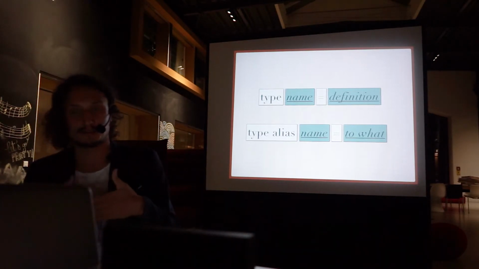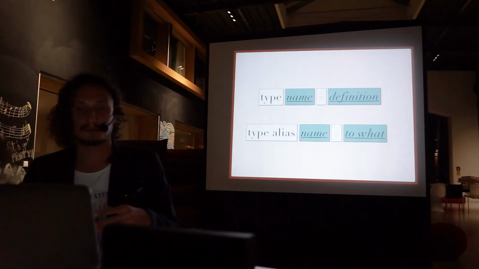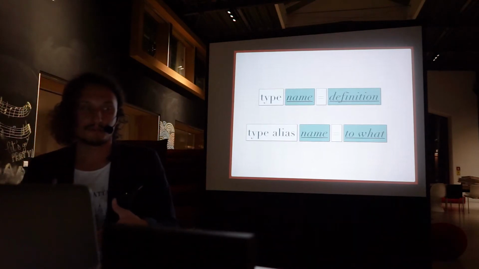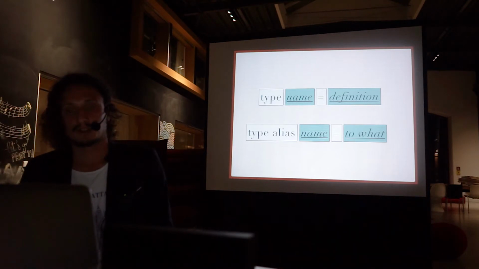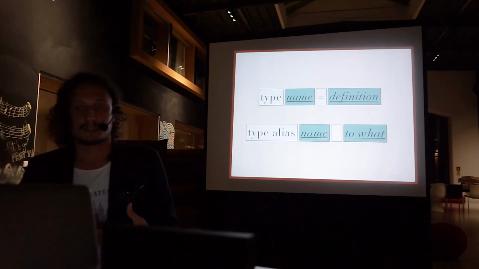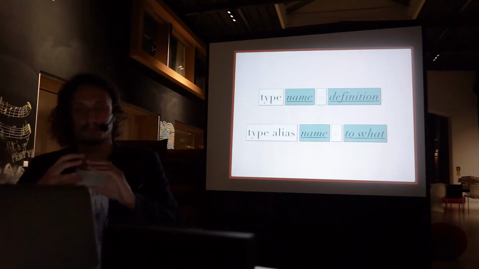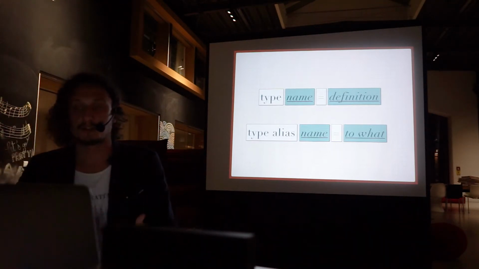You may define your type by saying the name and describing what it looks like, or you may specify a name for some other type if you want to rename it, for example. If you define a record, which is like a structure or object in JavaScript, you are basically not defining the type, but you define an alias for some structure, for a combination of fields.